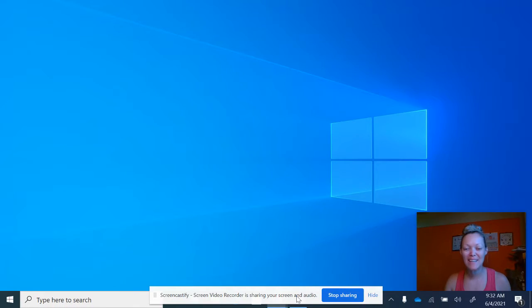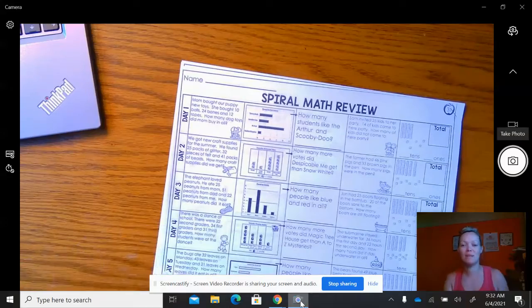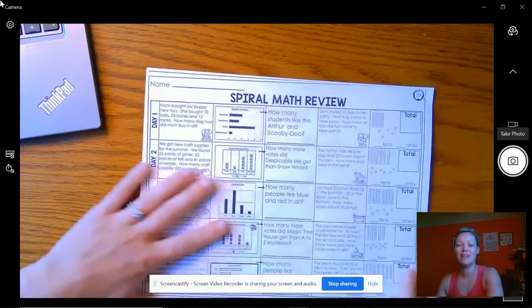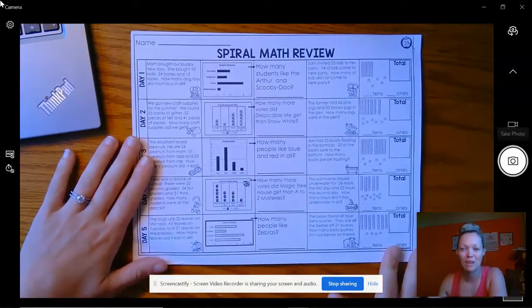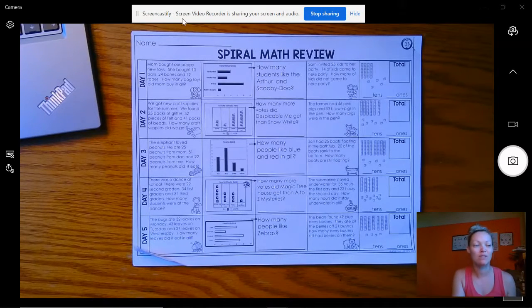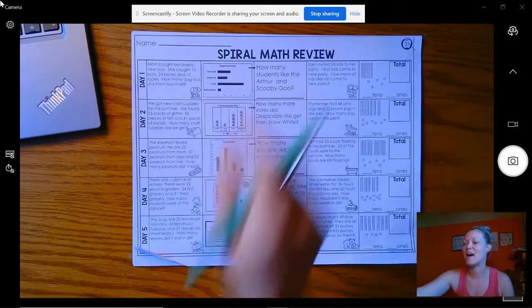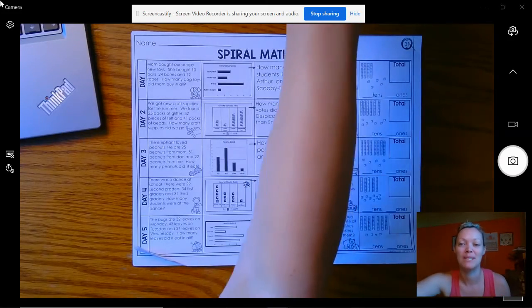Okay, boys and girls, in your last material bag, there is a packet that looks like this called Spiral Math Review. This is where we're going to review some of the skills we've been working on this year. So go ahead and get that out and we will go through it together.